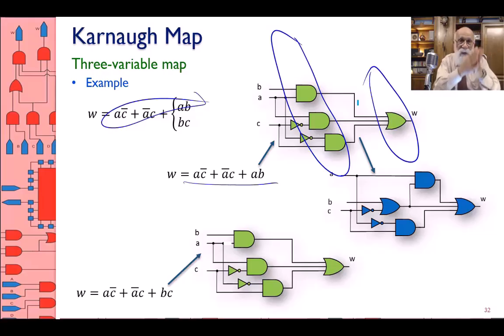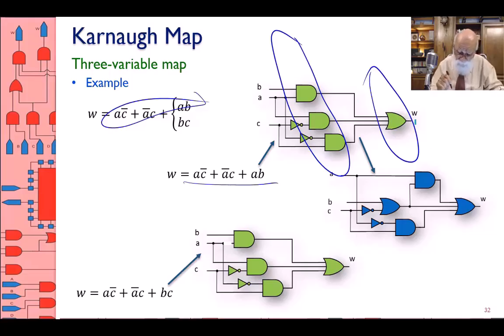Meaning AND and OR. The Karnaugh Map only gives you two-level minimization. If you want to go beyond that, then you're back to Boolean algebra, and you have to use Boolean algebra laws to reduce it or reshape it, whatever you want to do after two levels.